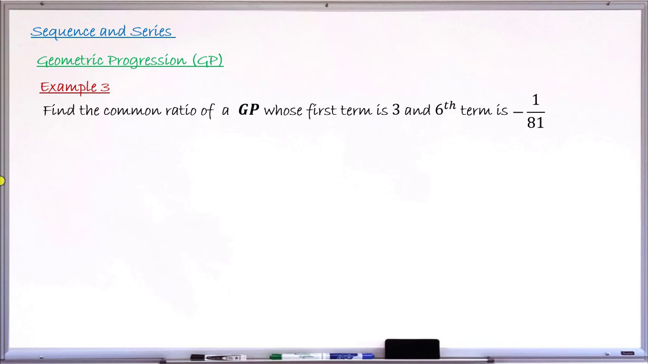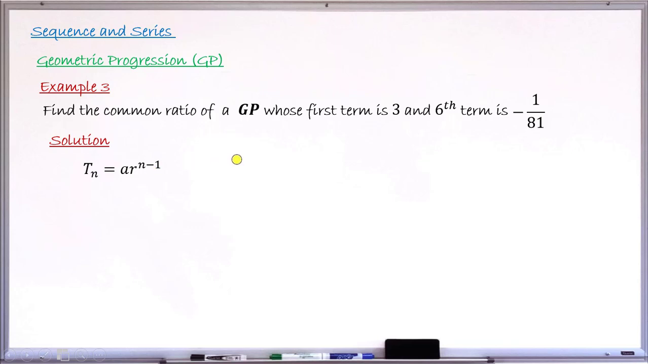Example number 3 says find the common ratio of this GP whose first term is 3 and the sixth term of the GP is minus 1 over 81. Solution to this very problem, always we write the formula for finding a term at any position in the GP, that is Tn equals AR raised to the power of n minus 1.